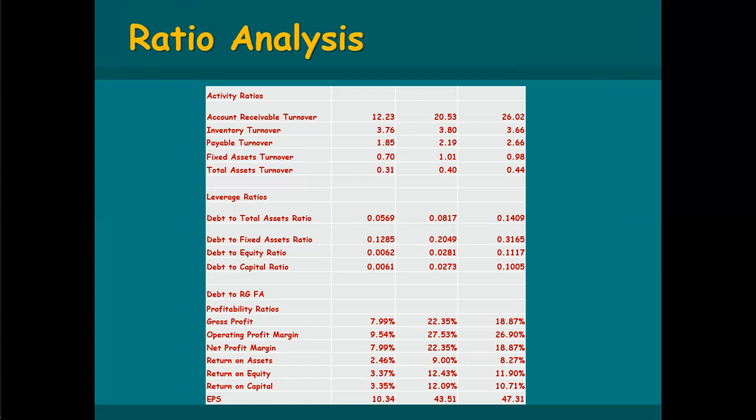Total fixed debt to fixed assets: there are significant changes. Debt to equity: there are changes. Debt to capital ratio: we can observe the changes. Gross profit: we can observe the changes. Net profit: we can observe the major changes. So return on assets, return on equity, return on capital, EPS. Overall, the company is showing an improving trend from the point of view of the equity holders.